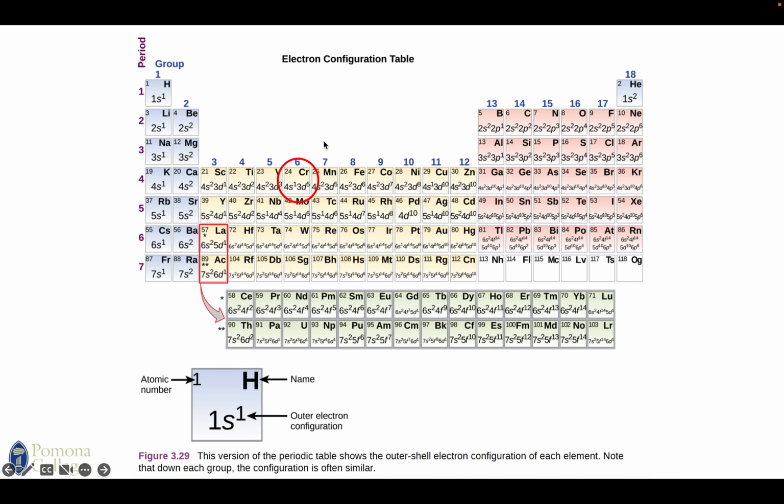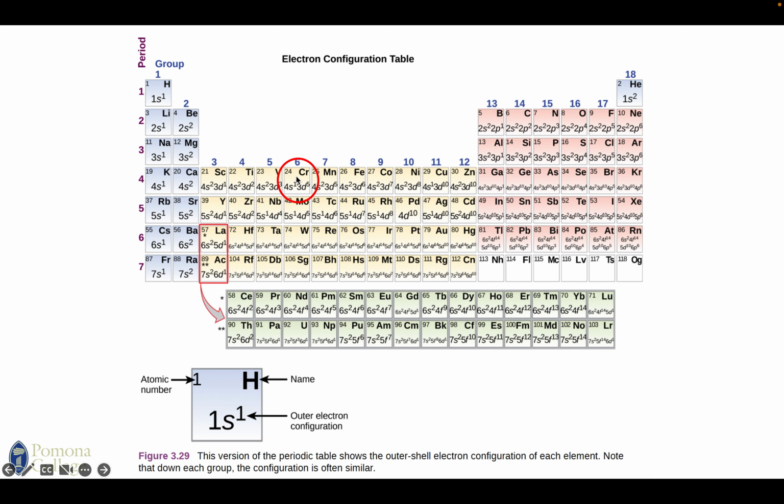We have some anomalies, or some more anomalies, as I said. We see that going from vanadium to chromium, we would expect that to be 4s2, 3d3, going to 4s2, 3d4. Okay, but that's not what we get. We know that because of the experiments. What we get is that instead of having two s electrons, one of those s electrons moves up to the d orbital, and instead of 4 electrons in the d orbital, we get 5.